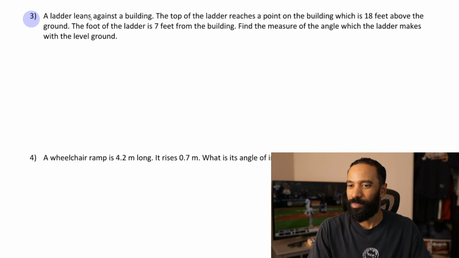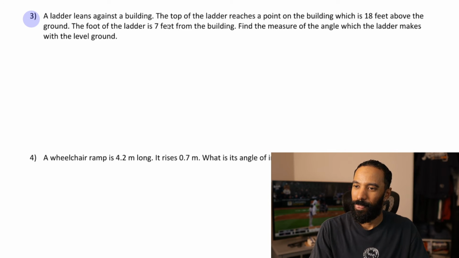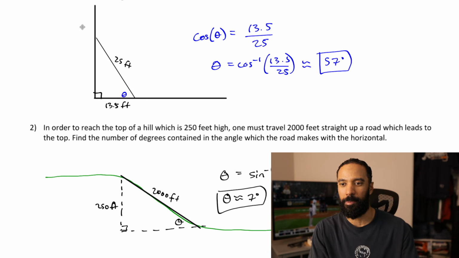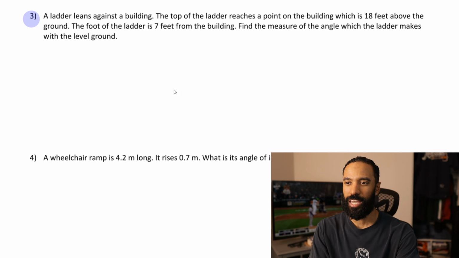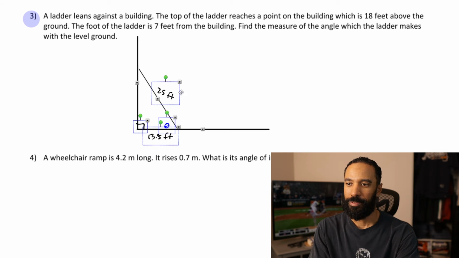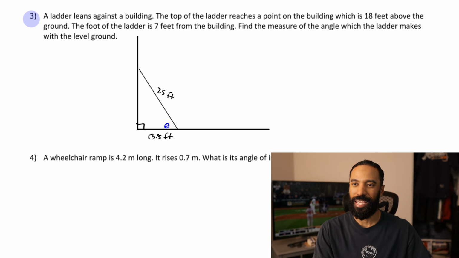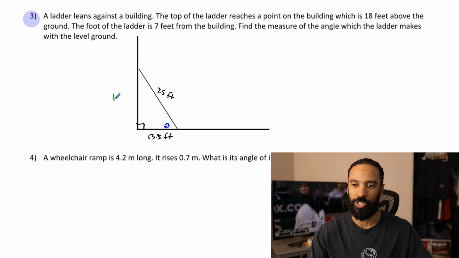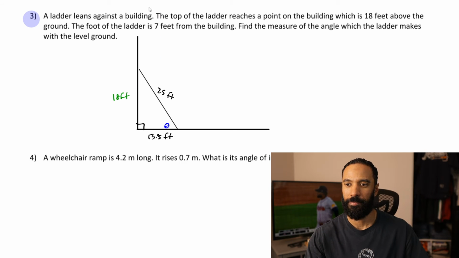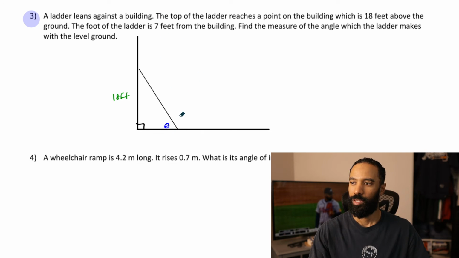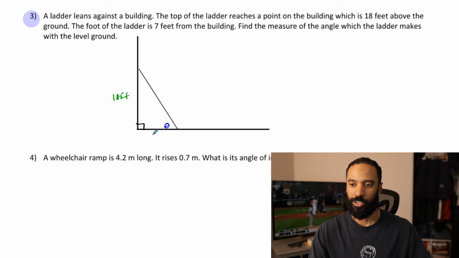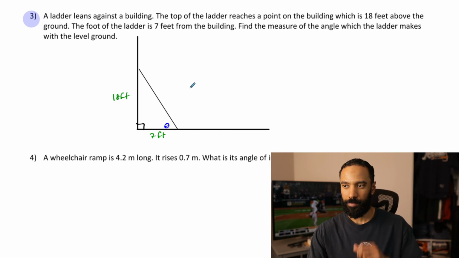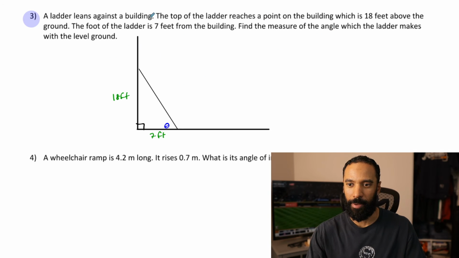All right. A ladder leans against a building. The top of the ladder reaches a point on the building which is 18 feet above the ground. So the point above the ground is your 18 feet right there. The foot of the ladder is 7 feet from the building. Here's the foot of the ladder, here's the building, there's 7 feet. Find the measure of the angle which the ladder makes with the level ground.